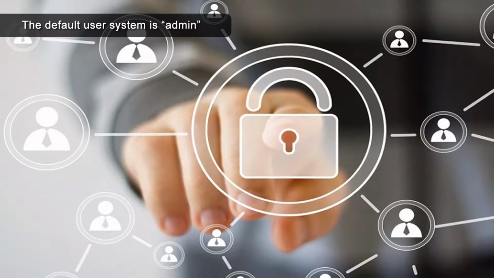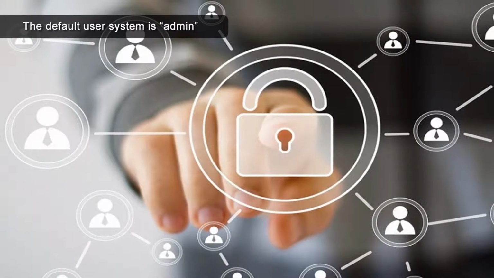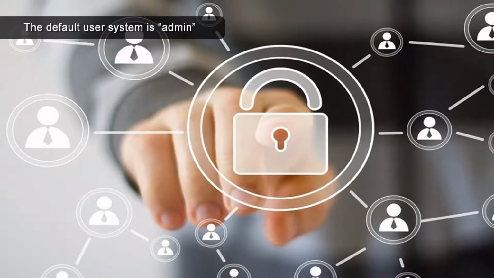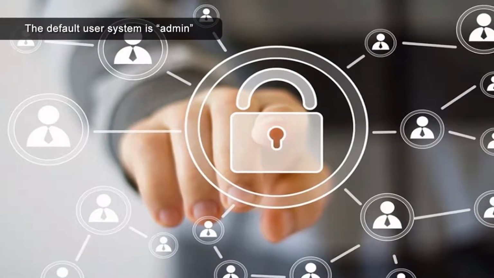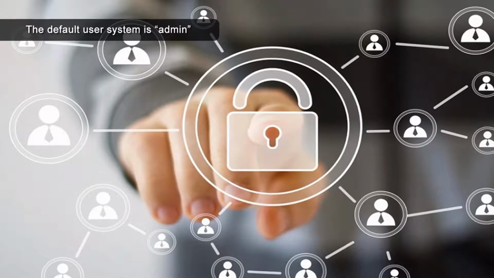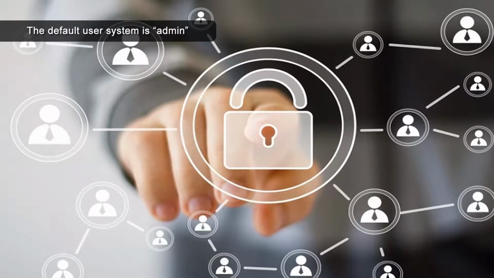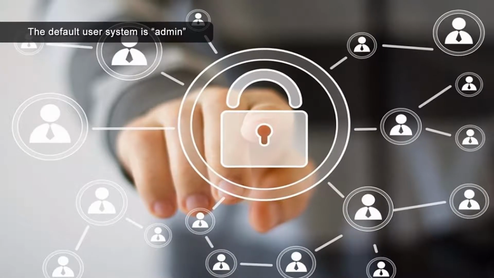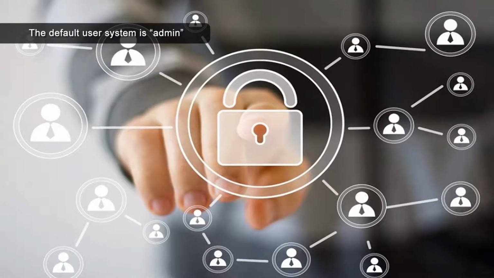In this chapter, we will learn how to set users and authorities for the system. Here you will configure the users who will be able to connect to the system and which actions these users will have permission to perform. The default user of the system is admin.